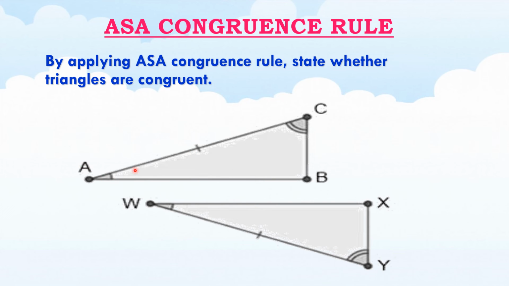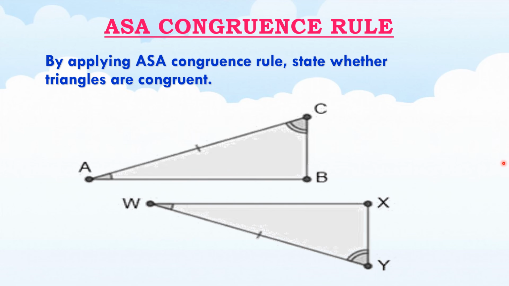अब ये देखो एंगल A और एंगल C ये AC बन रहा है और ये वाली साइड इन दोनों एंगल्स के बीच में ये वाली साइड है, right? So AC is equal to WY. So AC is equal to WY and the sides are included sides. ठीक है? So yes, we can say that the triangles are congruent by ASA rule.